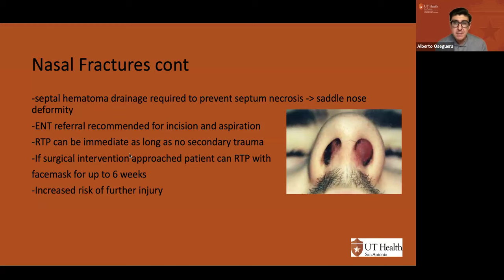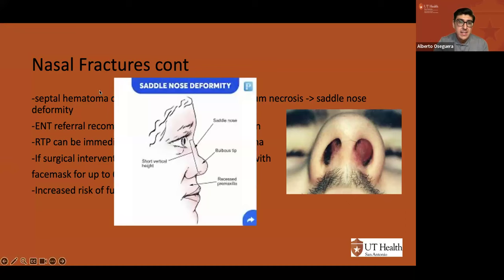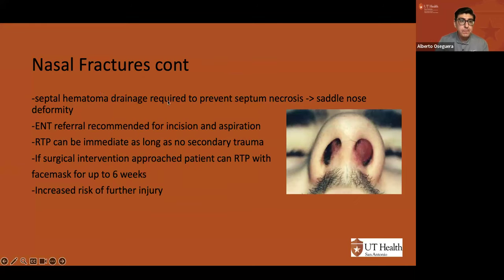You don't want to miss this, because if you let the septal hematoma go, then it'll create necrosis of the septum and can lead to a saddle nose deformity. And that's what that will look like. So you kind of get this, instead of the normal nasal bridge here, you'll get necrosis of the cartilaginous tissue, and then you'll get this deformity here of the bridge of the nose. So most of the time, again, if you are able to reduce it, you've ruled out any sort of concussion or other secondary issues, most patients can return to play pretty immediately.